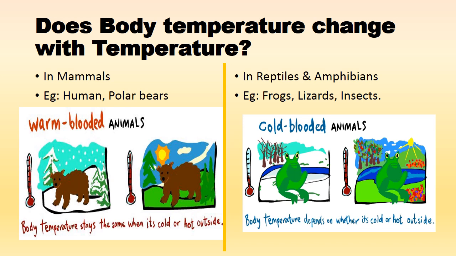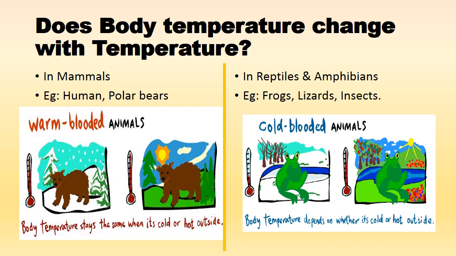So as I told you, who are mammals? For example, they are the humans, the polar bears. Their body temperature stays the same when it is cold or hot outside. Okay, got it? Yeah. Then the next one, the cold-blooded animals.